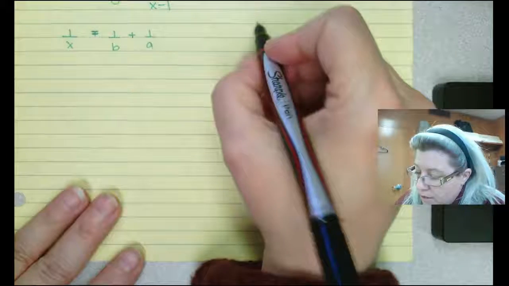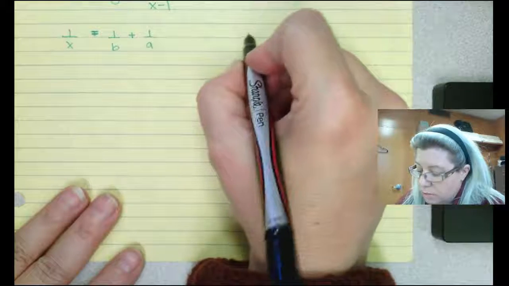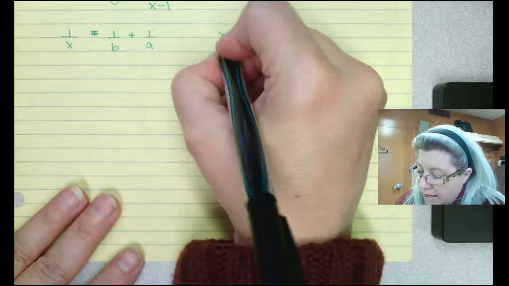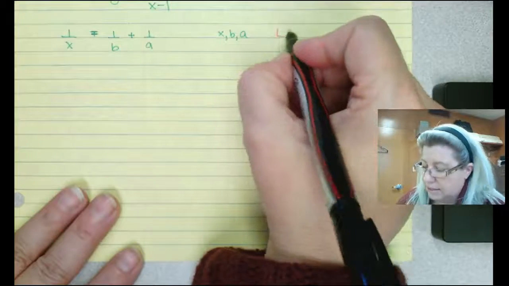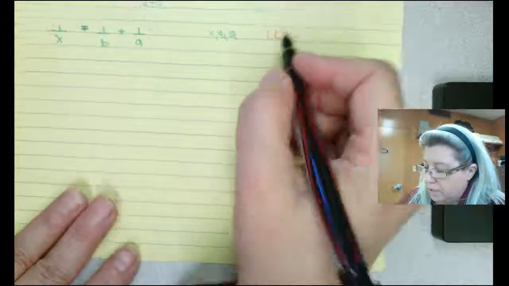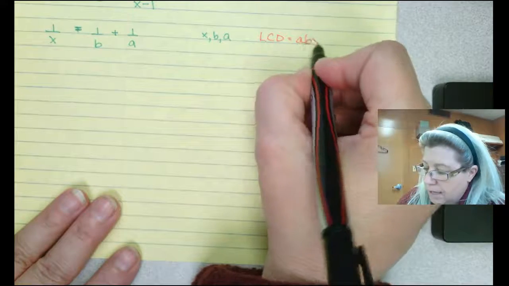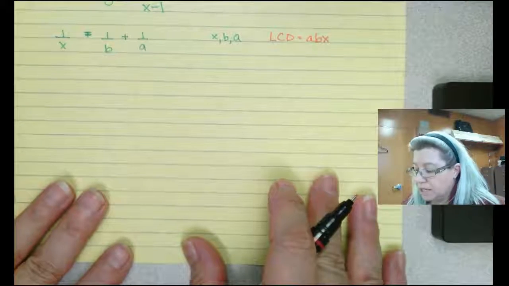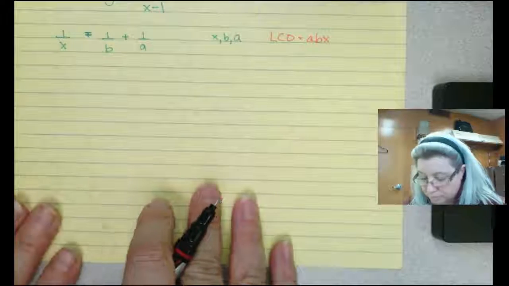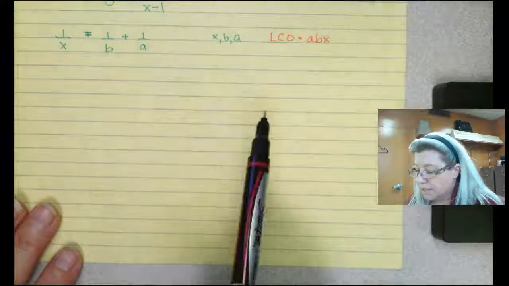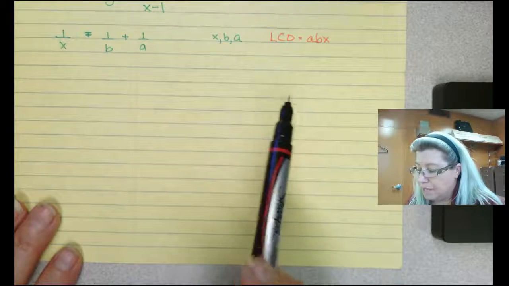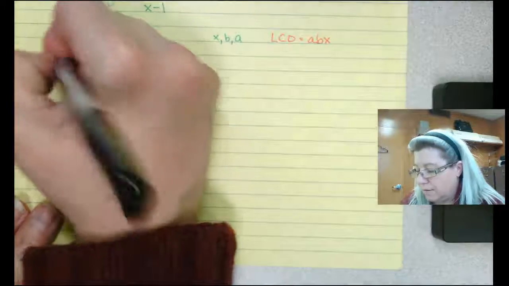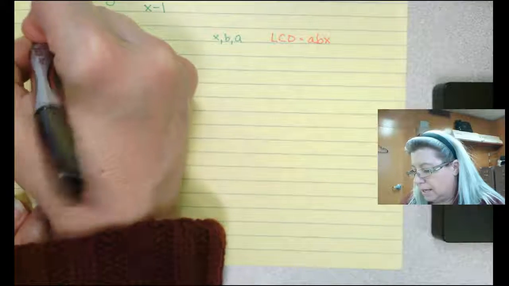We're going to multiply both sides by the LCD of all the denominators. So the denominators are x, b, and a. Therefore, the LCD will be a, b, x. I just did it in alphabetical order. The order doesn't matter with multiplication. I'm going to multiply the left-hand side and the right-hand side by abx.